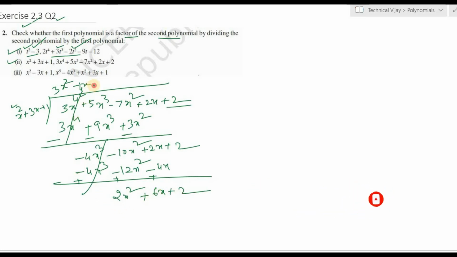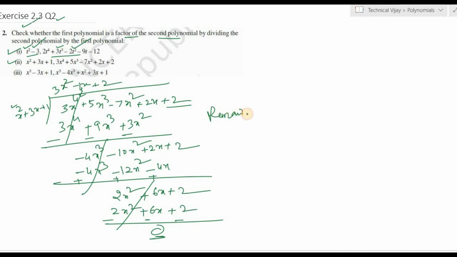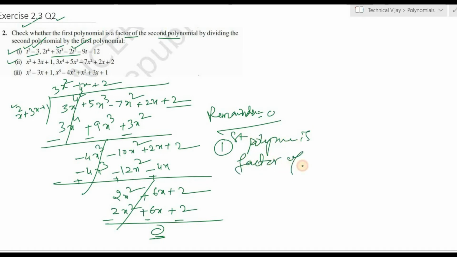Here plus 2 will multiply. 2 into x square, 2x square. 2 into 3x, 6x, plus 2 into 1, 2. This is minus, so this cancels. It will become 0. So again the remainder is equal to 0. Hence, the first polynomial is a factor of the second polynomial. Okay, we will go for the third one.